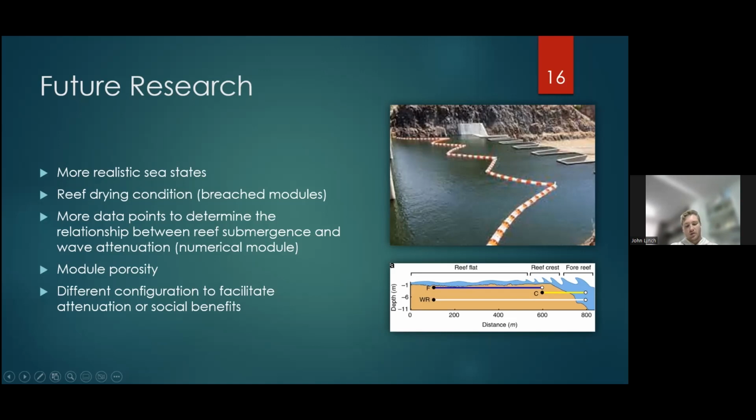Module design could also be explored, looking at the porosity of the module and how that affects wave attenuation. Another thing that could be explored is the reef profile by positioning reef rows at different heights, imitating the profile of a natural reef, which is shown in the bottom figure. You can also explore different reef configurations, such as the sawtooth shape shown in the top figure, or you could use a shape that may facilitate recreational activities, such as manipulating the wave breaking behavior to produce a surfable wave or something like that.